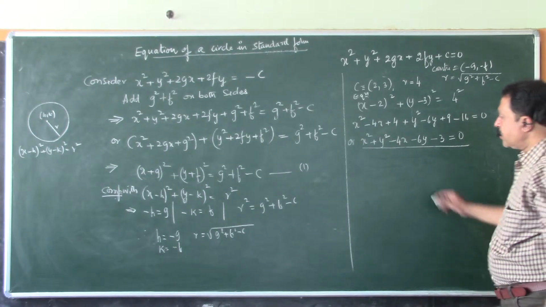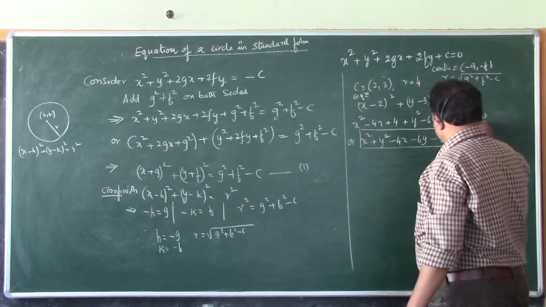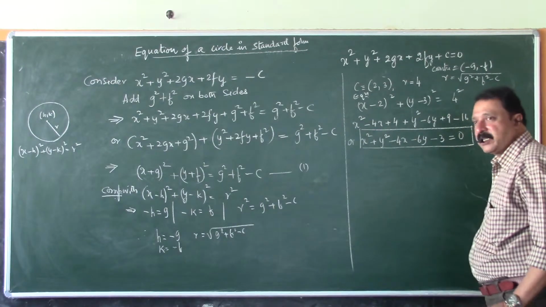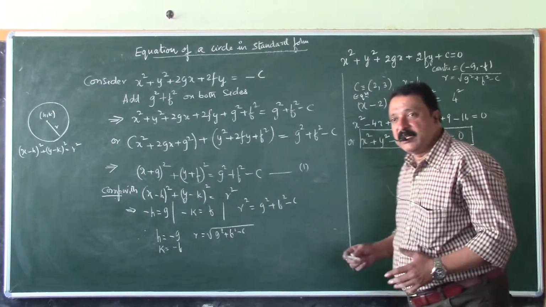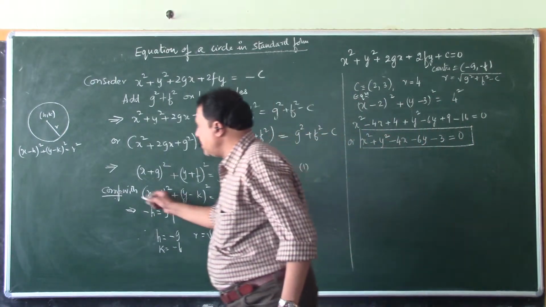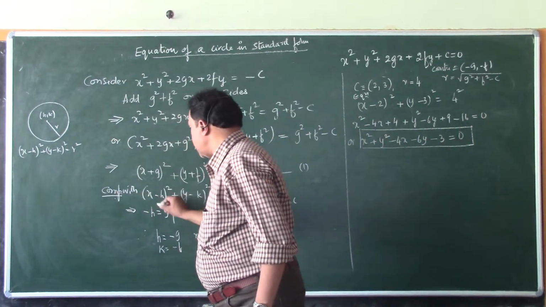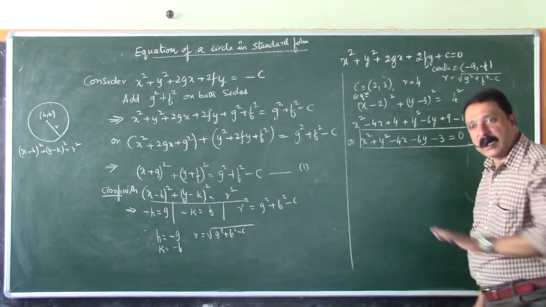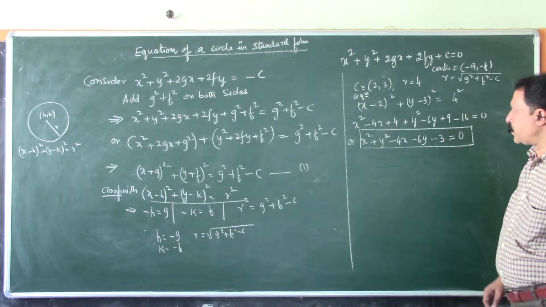Okay. So we got the equation of the circle as x square plus y square minus 4x minus 6y minus 3 is equal to 0. How did we get this equation? By using the formula that the equation of the circle whose center is at (h, k) and radius r is (x − h) whole square plus (y − k) whole square equals r square. Now we'll go in the reverse process.